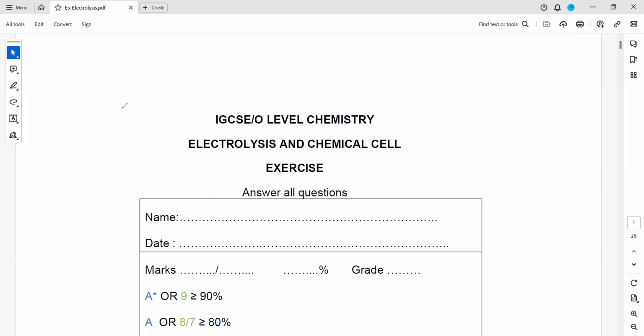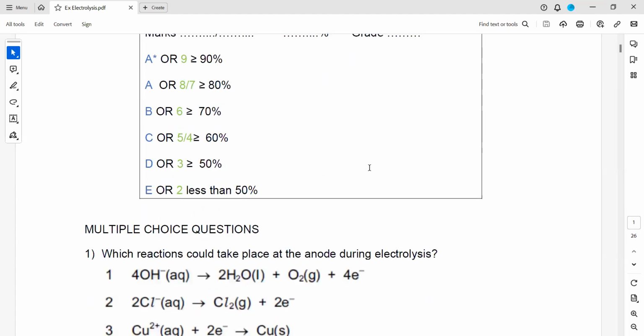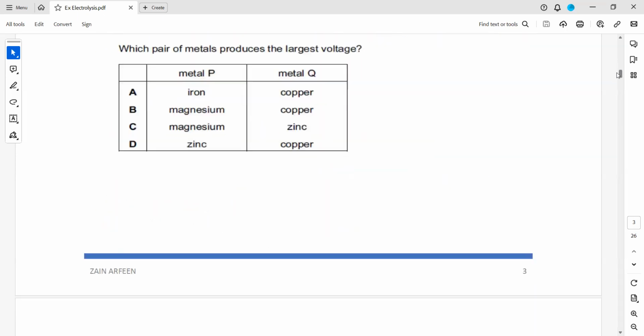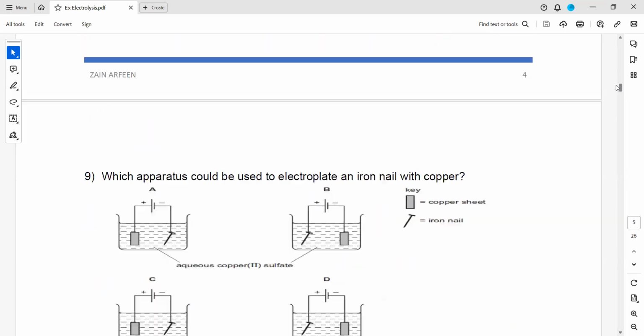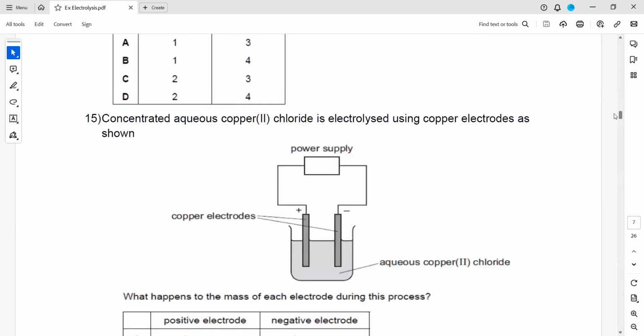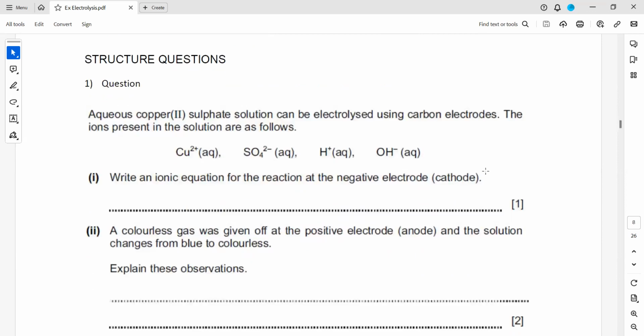So this one is electrolysis and chemical cell exercise. We did MCQs in the last session, first session, 8 MCQs we did. Remaining you will solve with the homework, once I share it with you as a weekly homework. Now we'll do the structure questions.